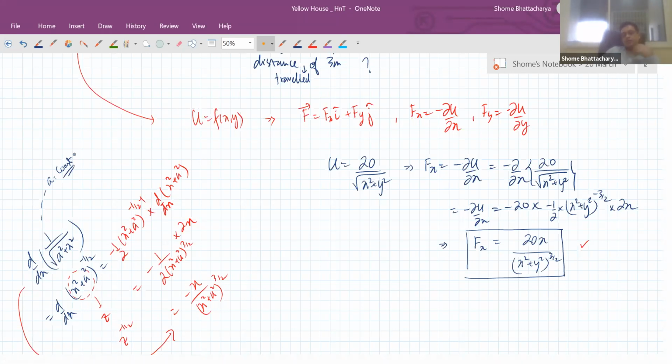Now, just like we've done this to find out fx, now you do the partial differentiation of u with respect to y and put the minus sign to get the y component of force. And you'll see that's symmetrical. So you'll get the formula for force as a two-dimensional vector as a function of x and y. And then you just calculate the net force at the given point, which is 3, 4. So net force divided by mass will give us the acceleration.